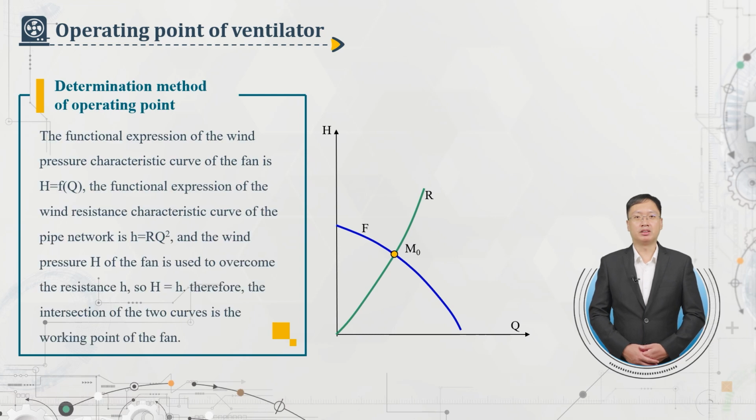The functional expression of the wind pressure characteristic curve of the fan is H equals f(Q). The functional expression of the wind resistance characteristic curve of the pipe network is h equals RQ squared, and the wind pressure H of the fan is used to overcome the resistance h, so H equals h. Therefore, the intersection of the two curves is the working point of the fan.